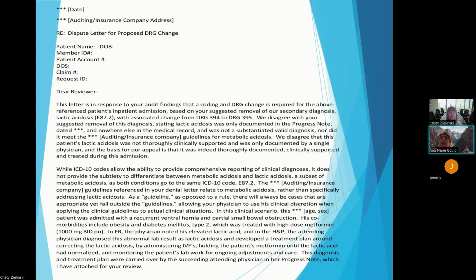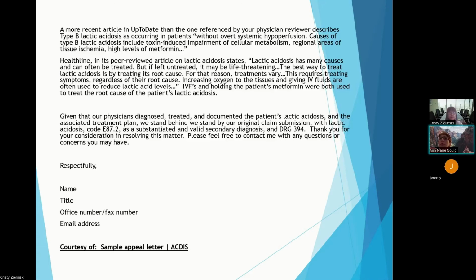And here's just a couple. This is an example that I received from ACDIS on the ACDIS website. This is for an inpatient stay for the secondary diagnosis of lactic acidosis. You can take a look at it and read it. This is the first page and the second page is next. And just exactly how they set it all up.